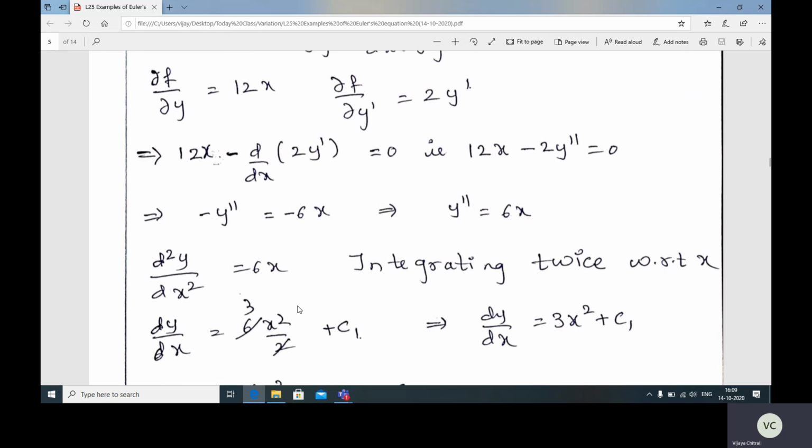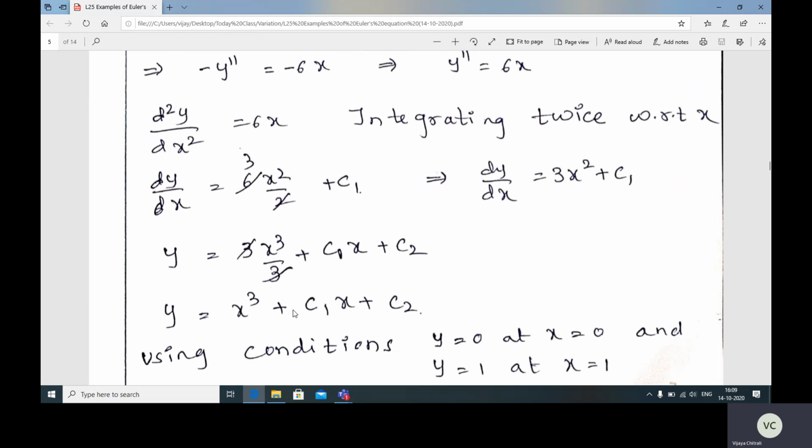Y double dash is nothing but d square y divided by dx square. So d square y divided by dx square is equal to 6x, and we want y. So our objective of this example is to find y. So we want y, and for that you integrate this 2 times.